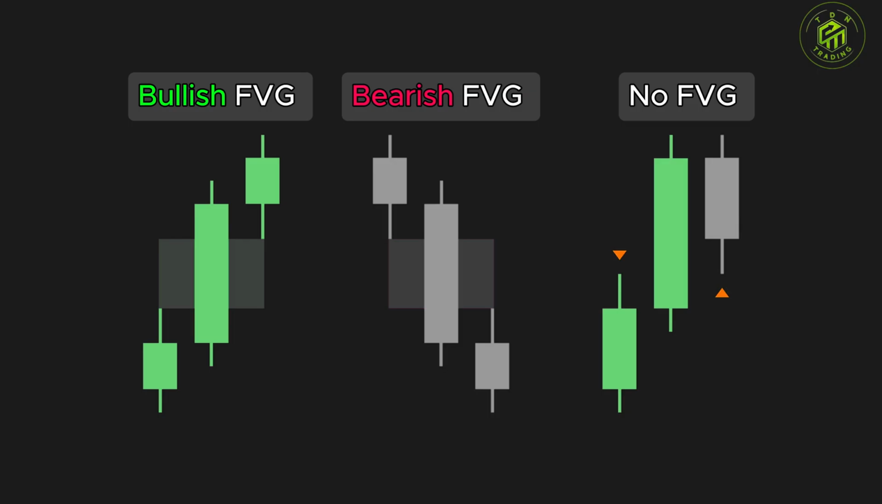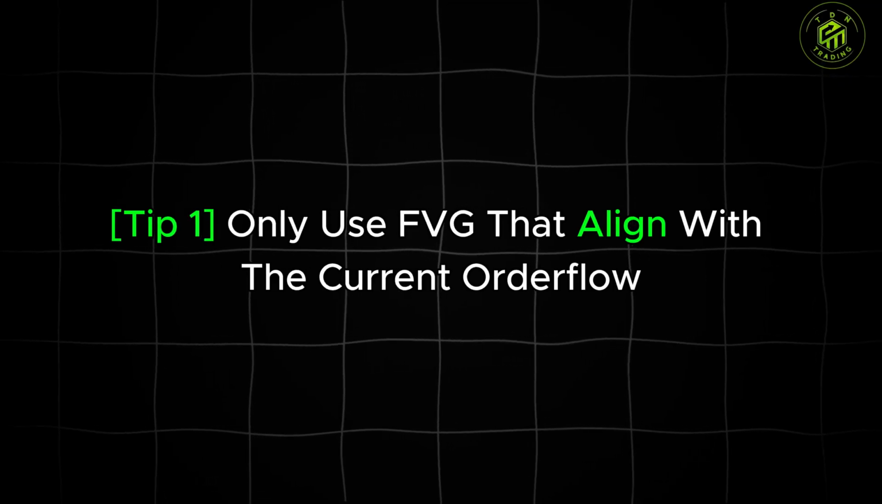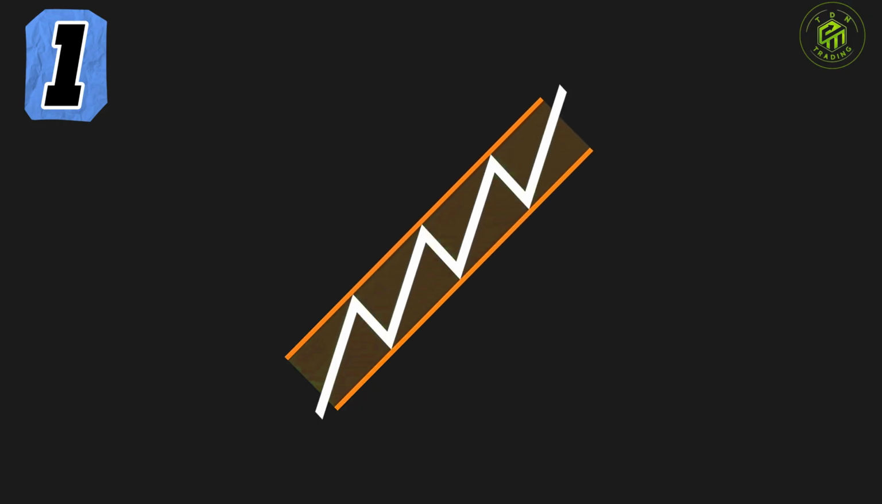So now that we've covered what fair value gaps are, let's start off with our first tip, which is that you should only be using FVGs that align with the current order flow. Price can only go in 2 directions, but it rarely ever moves in one straight line. Instead, it makes many smaller moves which together create the larger swings.